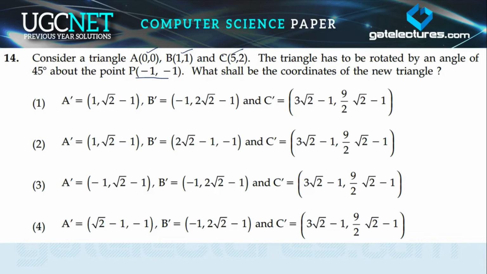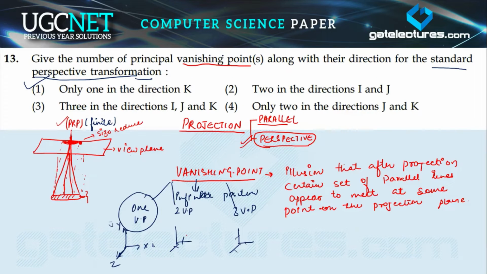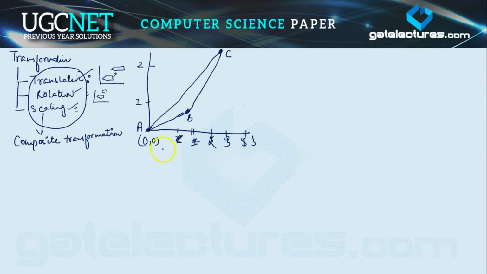Now we have drawn the triangle. The next step is the triangle has to be rotated by an angle of 45 degrees about the point P, which is (-1, -1). So there is a point here, -1 and -1. Some point is present here and I want to rotate this particular triangle about this point by 45 degrees.